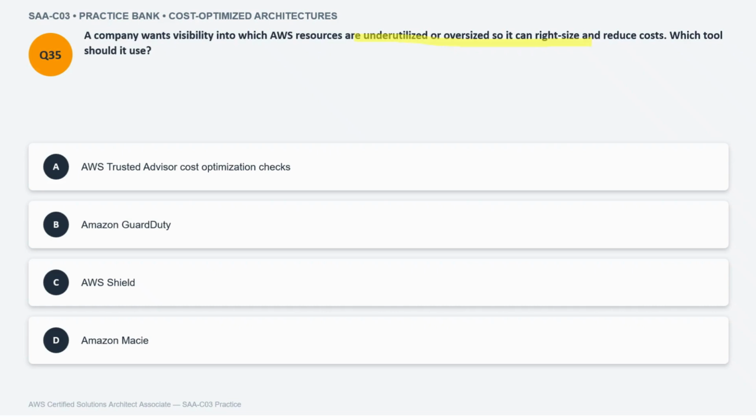So we can go with AWS Trusted Advisor because it has cost optimization checks that identify idle and underutilized resources such as low utilization EC2 instances. So we can go with option A.